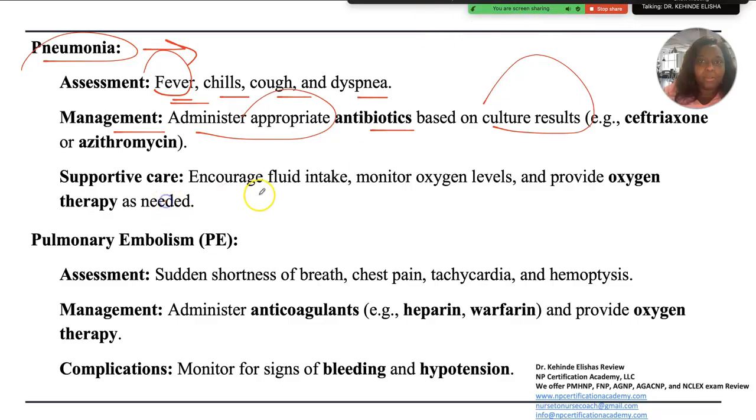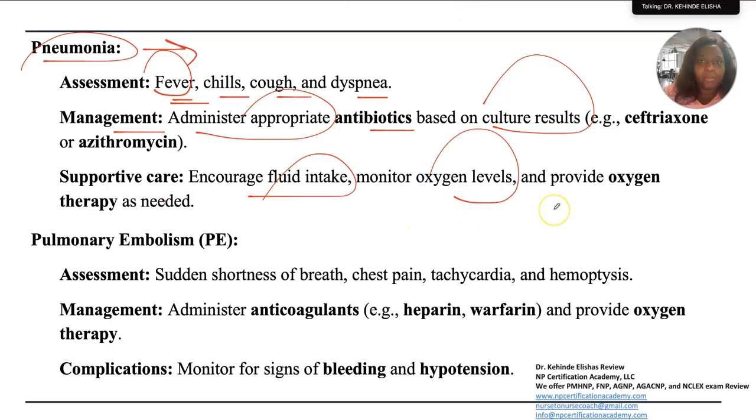Now, supportive care. You want to encourage fluid intake. You want to monitor oxygen levels. You want to provide oxygen therapy. What about pulmonary embolism? See, all these cases are not really outpatient care. You will see a lot of this inpatient.